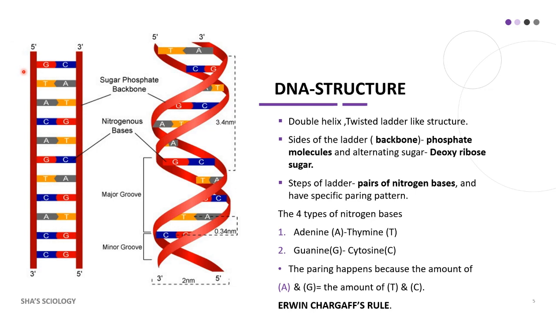The structure of DNA. So you can see the DNA structure here. It is a twisted ladder like form, right, as we said before. So the DNA is said to be a double helical model which is of twisted ladder form. The sides of the DNA are made of a phosphate molecule and the alternating sugar at both the ends. The sugar present in the deoxyribonucleic acid is called the deoxyribose sugar.